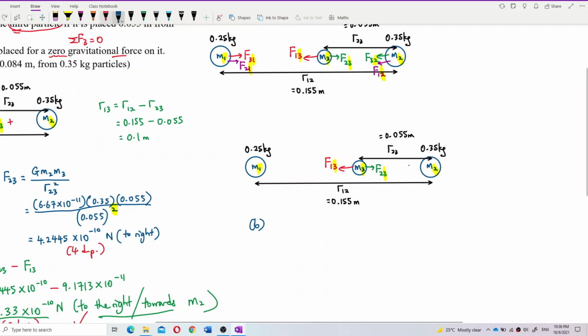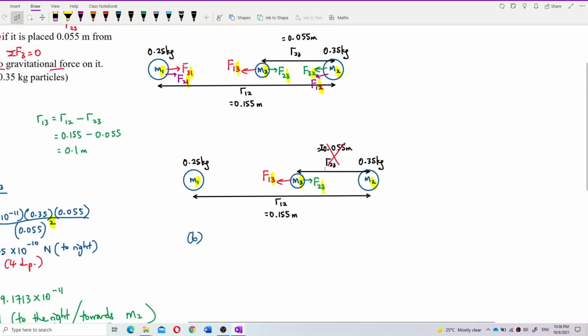We don't have that yet. We don't know what it is when the resultant force is equal to 0. So we can just write this off. We don't know what the distance is. However, we can put this as x. And how about the other side?